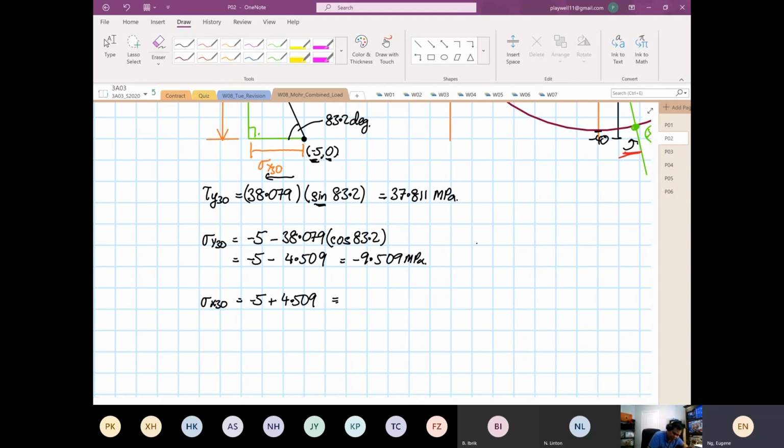So you get minus 0.491 megapascal. My drawing is a bit off. Okay, so -5 plus 4.509 is going to be minus 0.491.